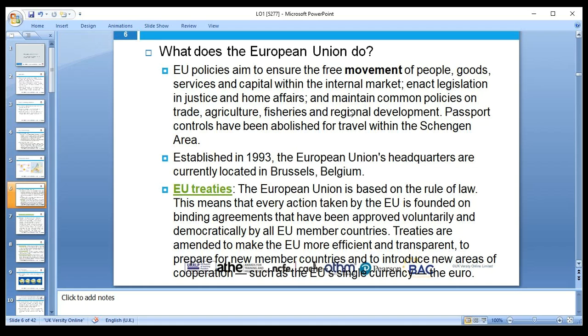Once in one country, normally you can travel in between, because you will get the Schengen visa. That was established in 1993. European Union headquarters are currently located in Brussels, Belgium. We heard a lot about this during Brexit. The Union is based on the rule of law, binding agreements that have been approved voluntarily and democratically by all member countries.